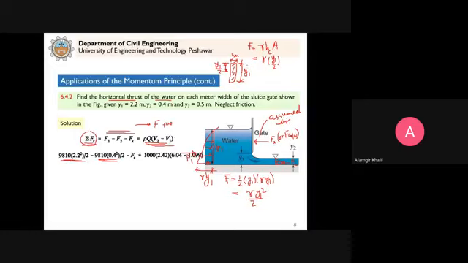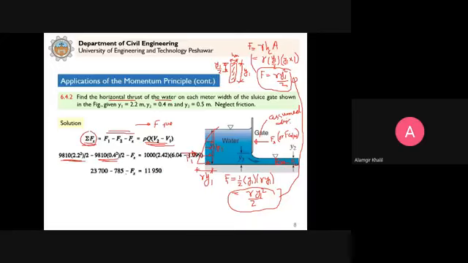And what is the area? y1 into 1, because we consider unit width. So from here, what will the force be equal to? Force will be equal to gamma into y1 into y1 by 2, that is gamma y1 square divided by 2. So you can see we get the same expression as here. Any formula you can apply to calculate these forces.